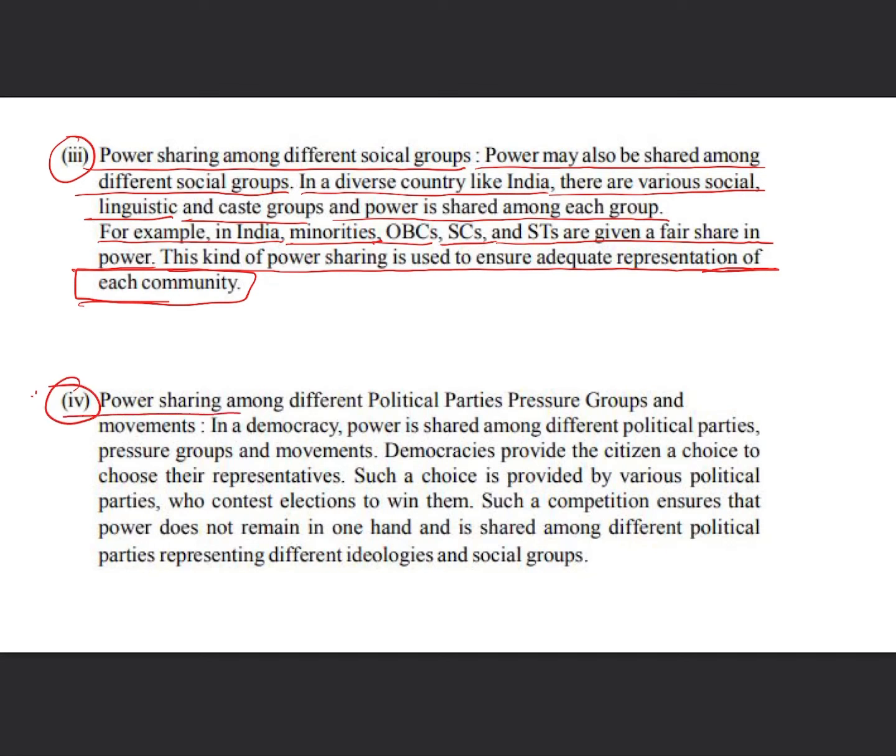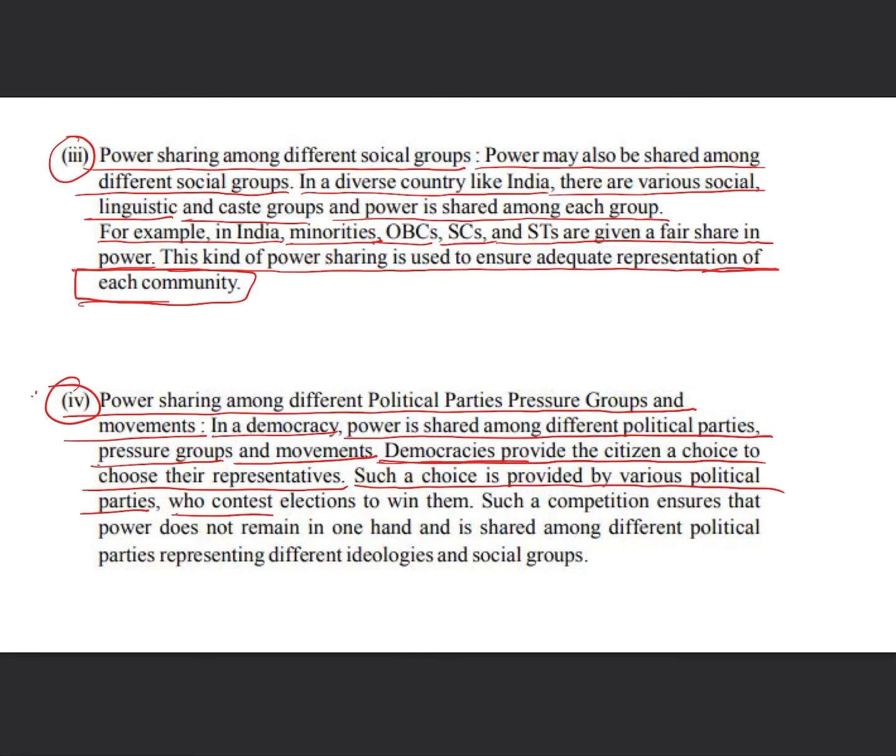Fourth, power sharing among different political parties, pressure groups, and movements. In a democracy, power is shared among different political parties, pressure groups, and movements. Democracies provide the citizen a choice to choose their representatives. Such a choice is provided by various political parties who contest elections to win them. Such a competition ensures that power does not remain in one hand and is shared among different political parties representing different ideologies and social groups.